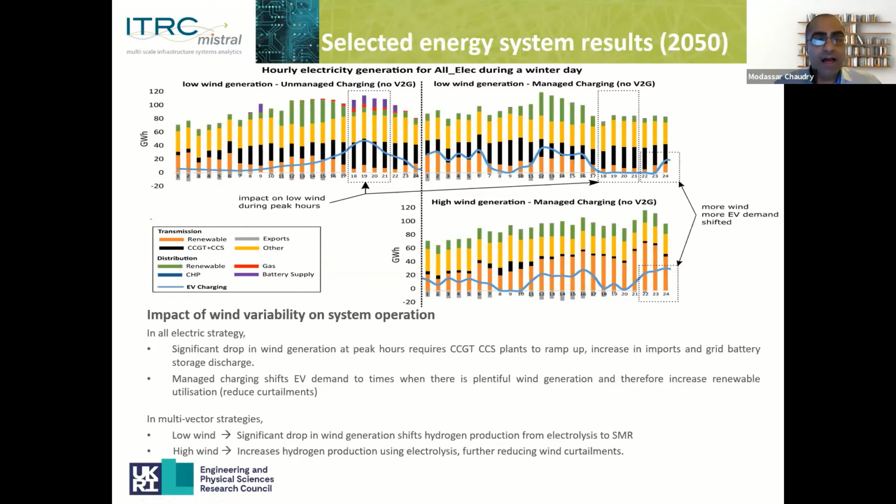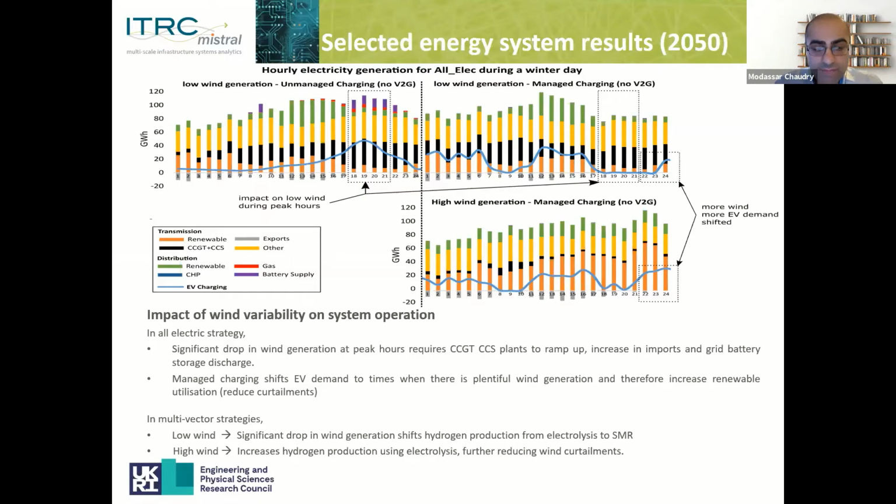So on this slide, we look at the impact of wind variability on system operation, and in particular, how the system operates during periods of low and high wind in the all-electric strategy in 2050. Now, the diagram on your left-hand side shows a day in which we have low wind with unmanaged charging. Diagrams on the right, we have the managed charging cases, where the top one is the low wind case and the bottom one the high wind case.